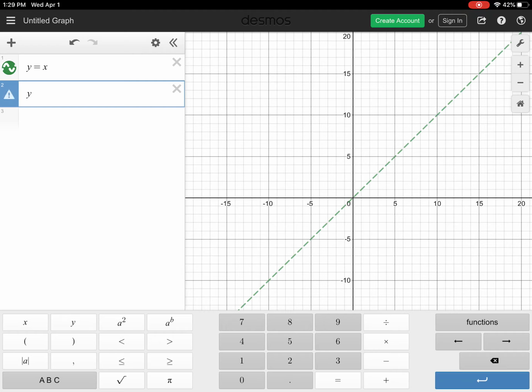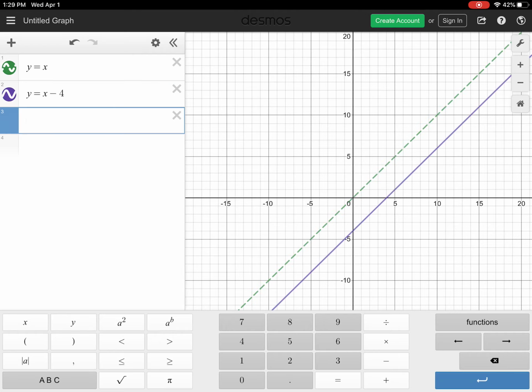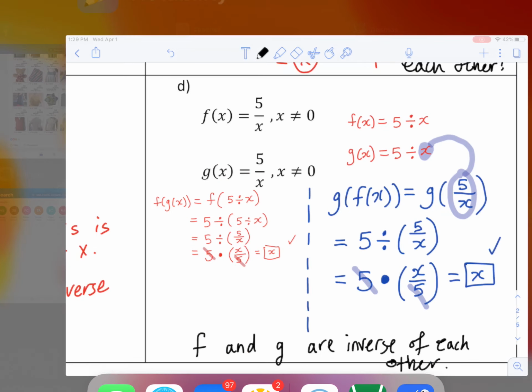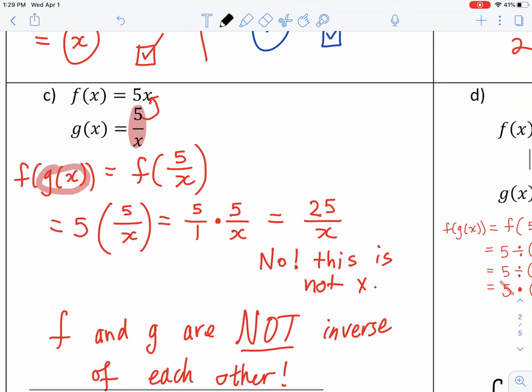y equals x minus 4. And the other function was y equals x plus 1, x plus 4. So I graphed both of these functions, and the dotted line is the y equals x line. Look, the purple line and the black line are symmetric with respect to this line, y equals x, right?